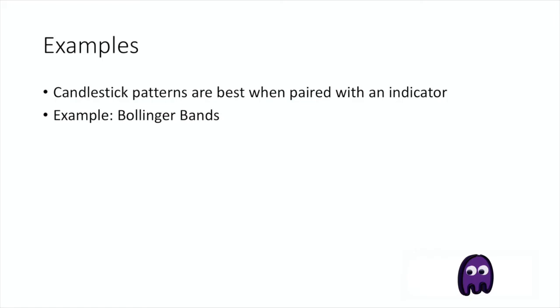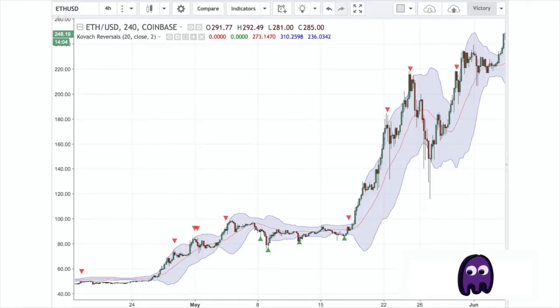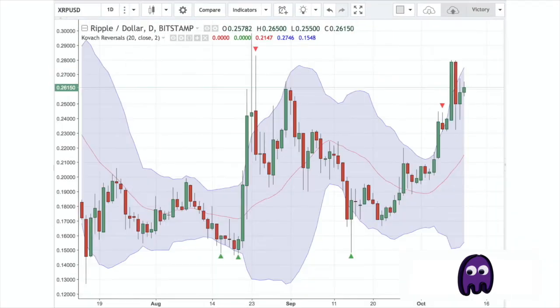Examples. Candlestick patterns are best when paired with an indicator. And in this case, we're using Bollinger Bands. So if you notice, going back to these phases of the dragon head pattern in Ethereum, we have this red triangle indicating when those periods of retracement might occur. Zooming in, we see that these patterns are nested.